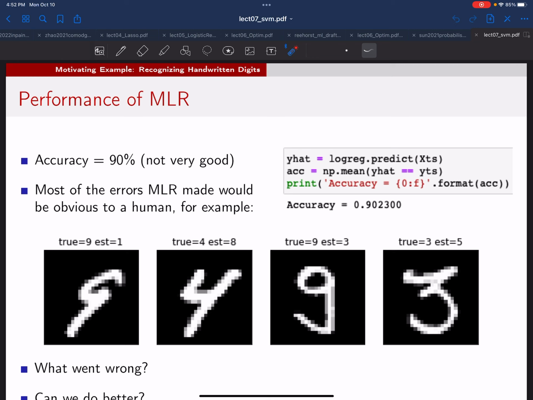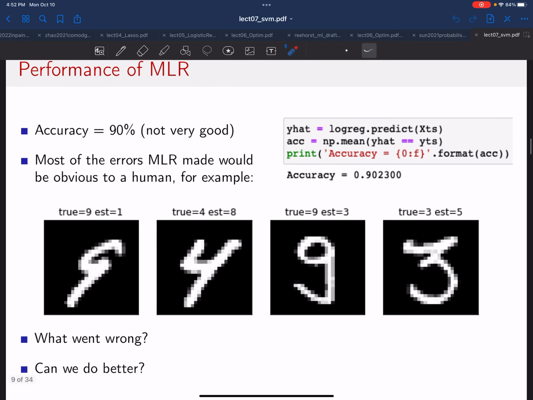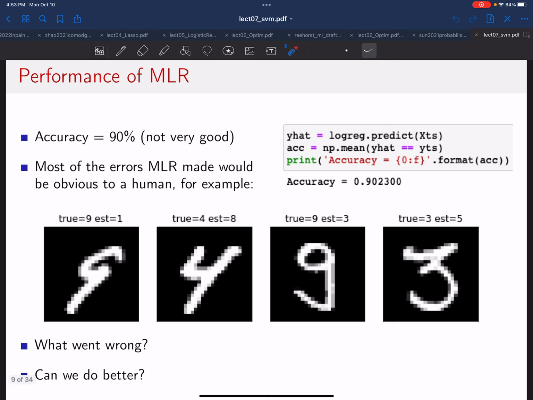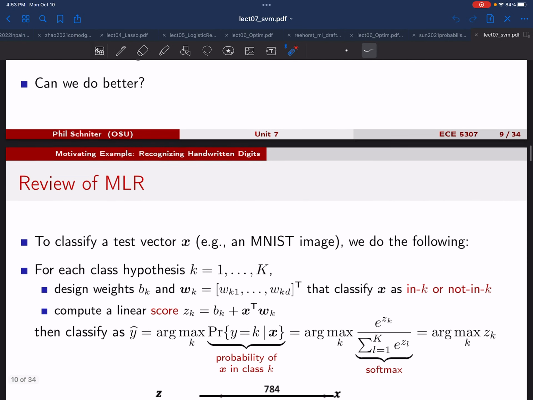And here are some examples of errors that were caused by it. In this case, the true one was a 9, but MLR estimated 1, or true one is a 4, MLR estimated an 8, or true one was a 9, it estimated 3, true one is 3, it estimated 5. Those are all examples where I think as a human you wouldn't make a mistake, but MLR did make a mistake. So maybe we can try to understand a little bit about what is going wrong with MLR, and then we can try to design a better scheme, and that will be our motivation for the support vector machine.